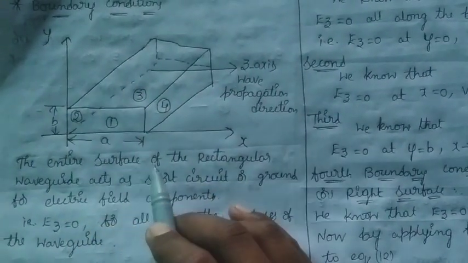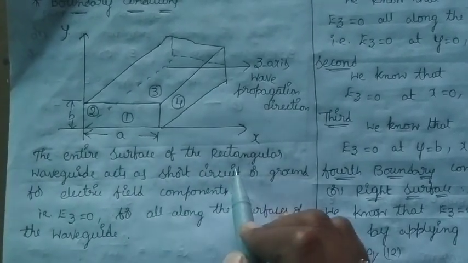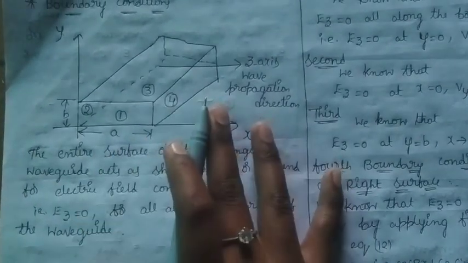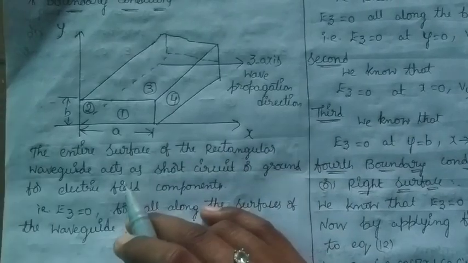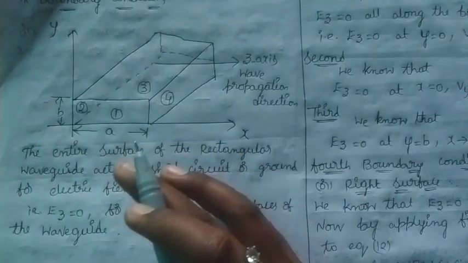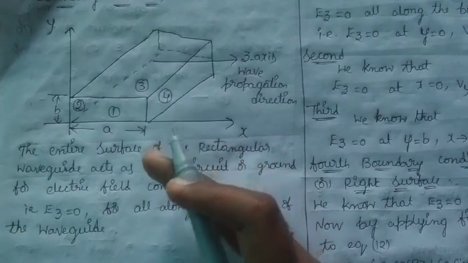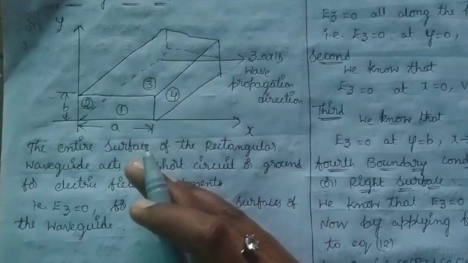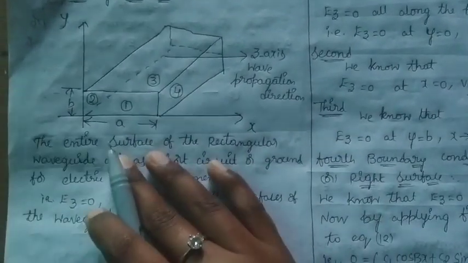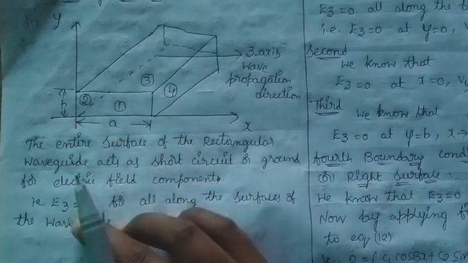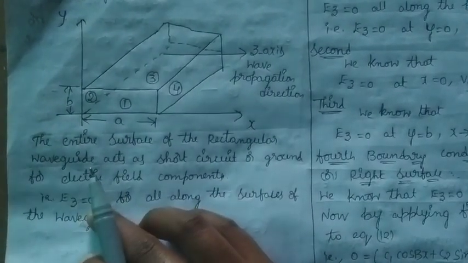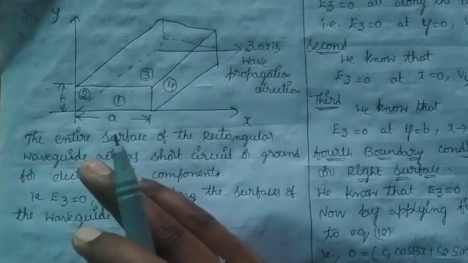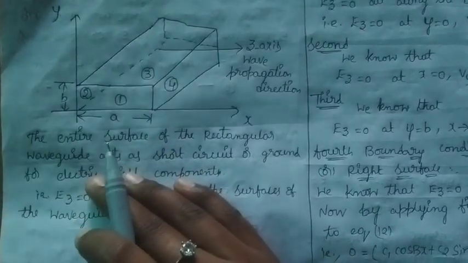Here the entire surface of the rectangular waveguide acts as a short circuit, or it is also called ground, for electric field components. So that is why the electric field component is 0. So Ez is equal to 0 along all the surfaces of the waveguide. For all the surfaces of the waveguide, the Ez component becomes 0.